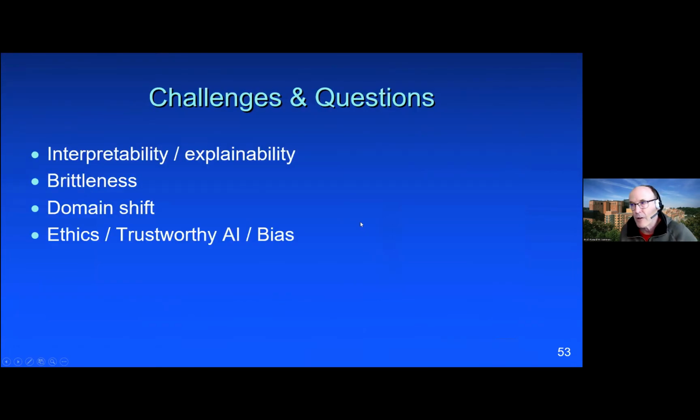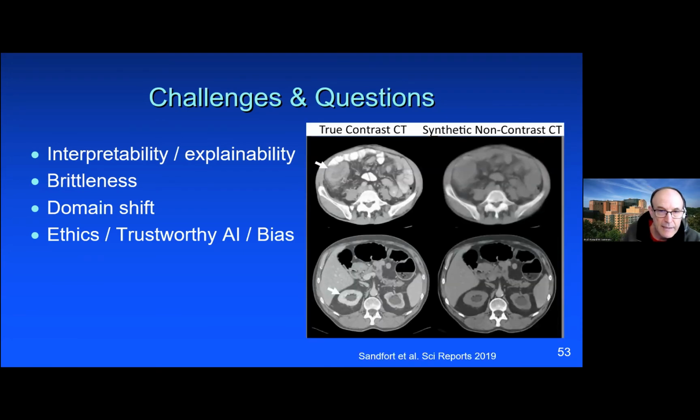So there are still some challenges and questions being worked on, not just in abdominal radiology AI, but throughout medical imaging AI in general. These include questions of how to make these techniques interpretable and explainable, how to deal with brittleness due to domain shift, how to reduce bias, and how to strongly consider things like ethics and trustworthy AI. And I think things like generative adversarial networks to develop synthetic images may be one way to help with the brittleness and domain shift problem, and perhaps with some of the bias-related problems.